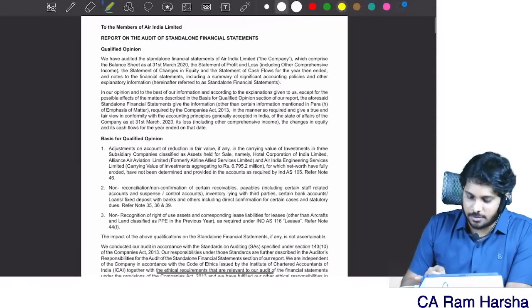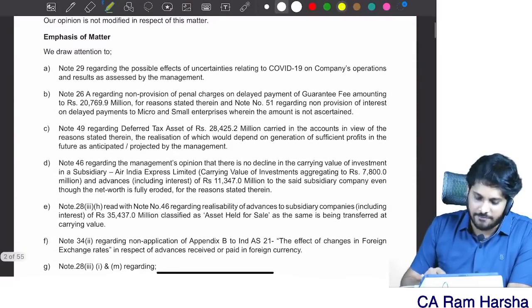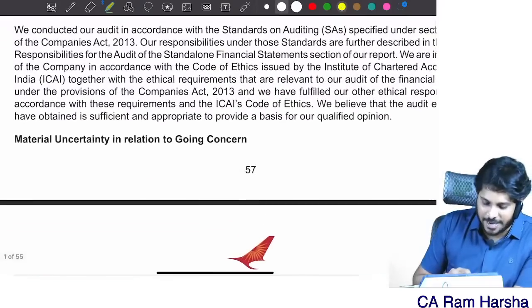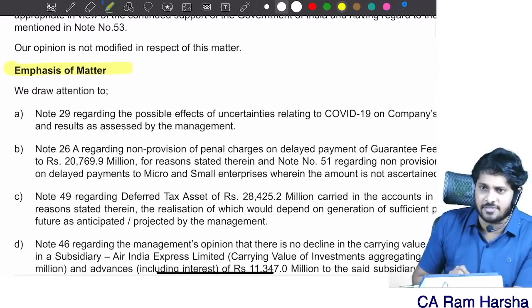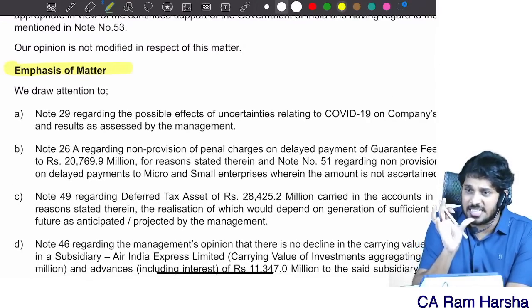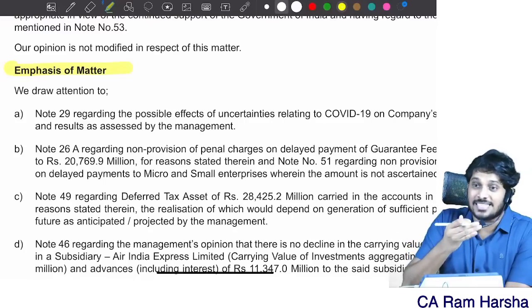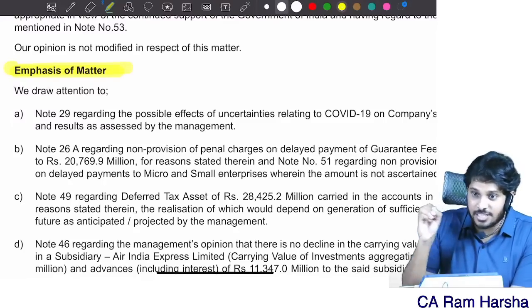This is Air India, the old audit report, the 2019-20 audit report. You see here they have used emphasis of matter. How did they present it? As a separate section, right? They gave a separate side heading, a separate section. They are not discussing this under opinion. They are not discussing this under basis for opinion. They are discussing it as a separate section with the heading Emphasis of Matter.